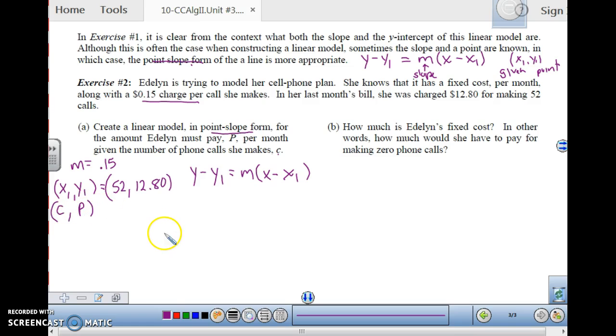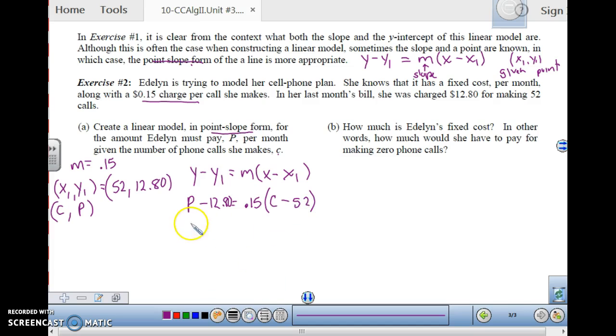So using the values here, the Y value would be the P value. The M is 0.15, and the X value is the C value. Now, when we plug in the point, it goes with C and P. So in this case, X and Y will be C and P. So this is going to be P minus 1280 is equal to 0.15 times C minus 52.